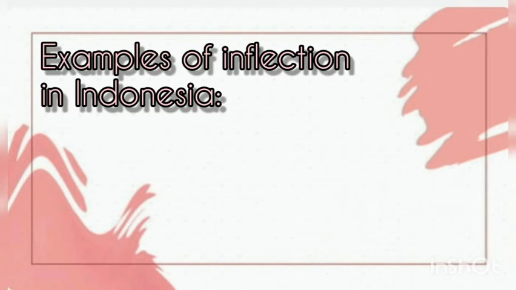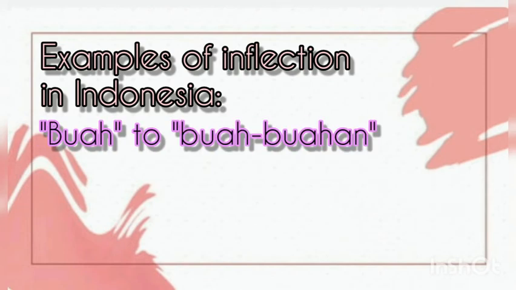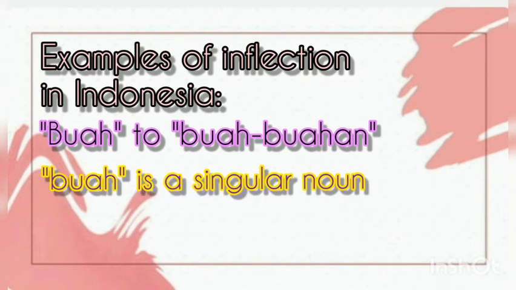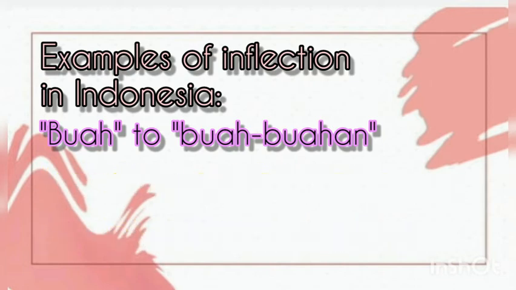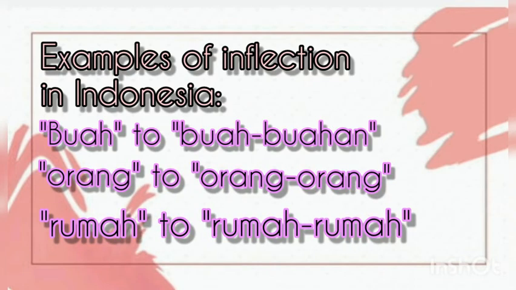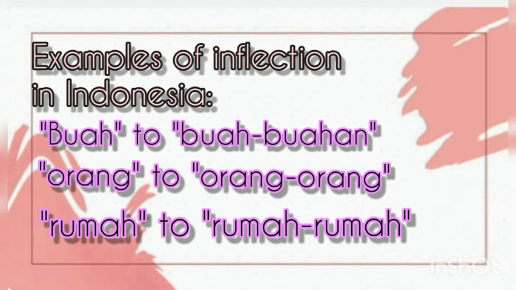Inflections in Indonesian, for example, are the words buah and buah-buahan. Buah is a singular noun, while buah-buahan is a plural noun. In this case, reduplication is the formation of new words with a change from singular to plural. Therefore, in Indonesian, to denote a plural noun, we just need to reduplicate the word, such as orang to orang-orang, rumah to rumah-rumah, and etc.